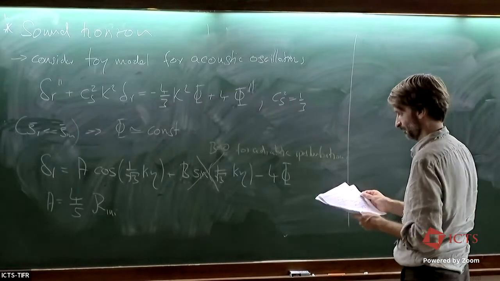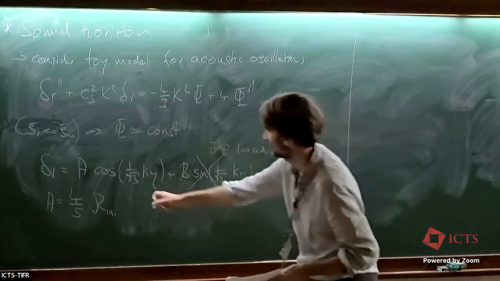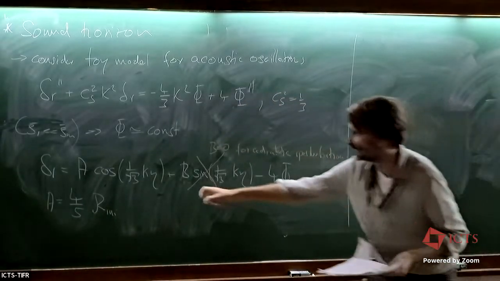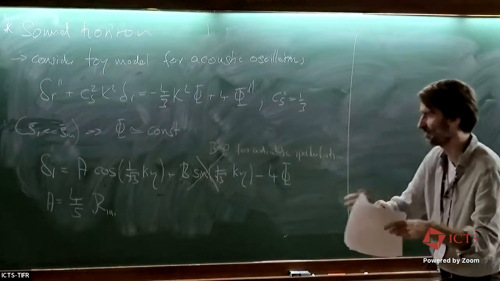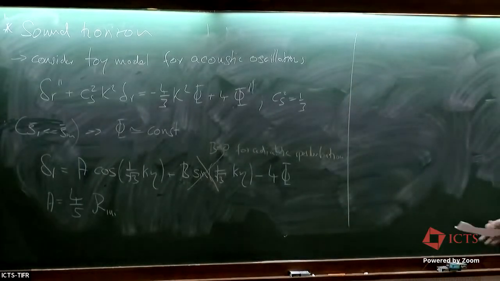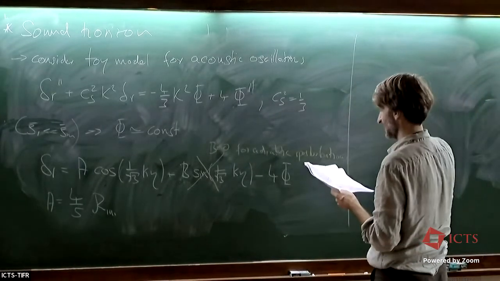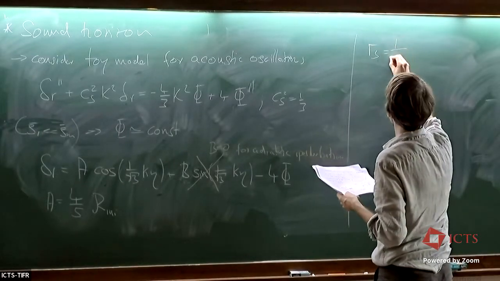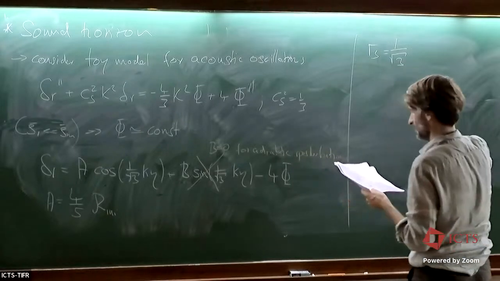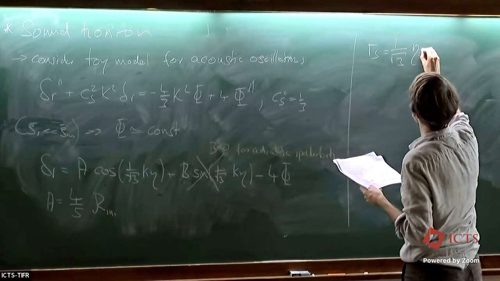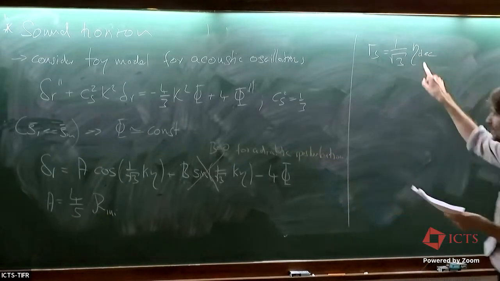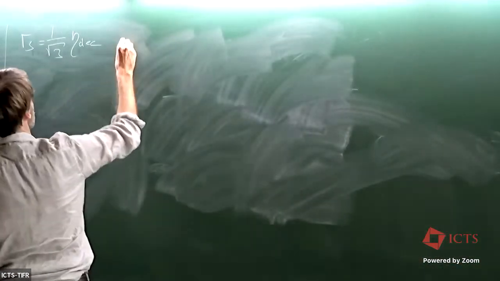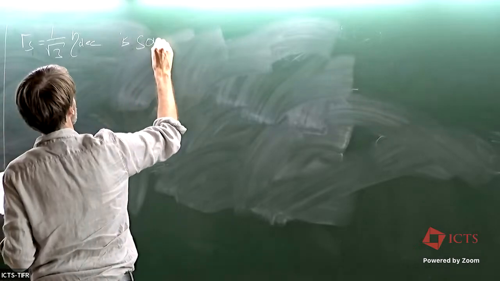So yeah, what is the sound horizon? Well, the sound horizon is the distance these waves can have traveled by the time of recombination, or decoupling, better to say. So the sound horizon is 1/√3, which is the sound speed, times eta decoupling. That would be, in the simple model, the sound horizon.